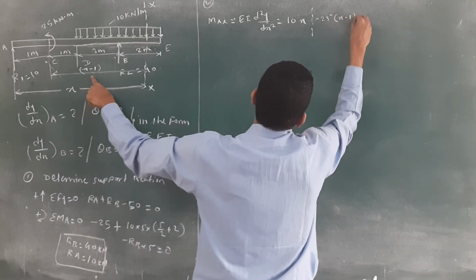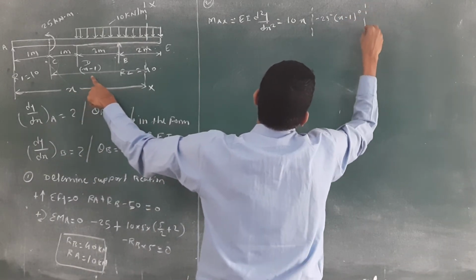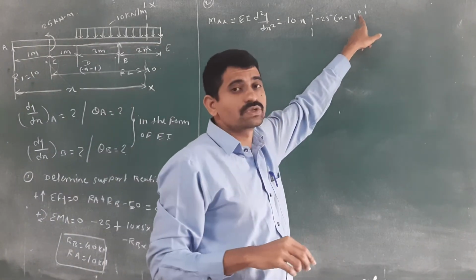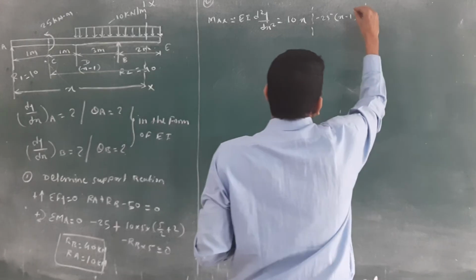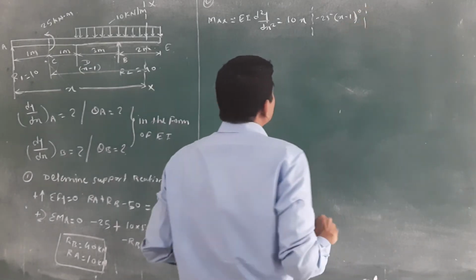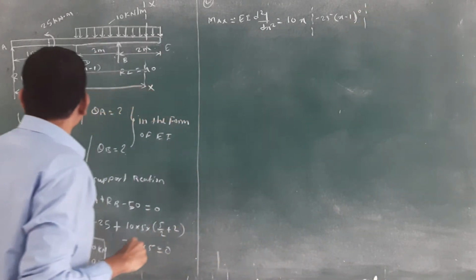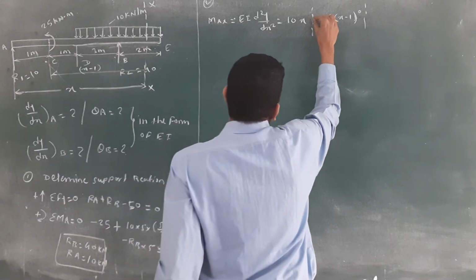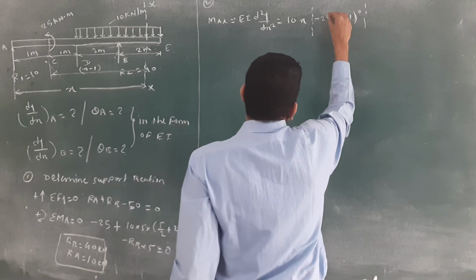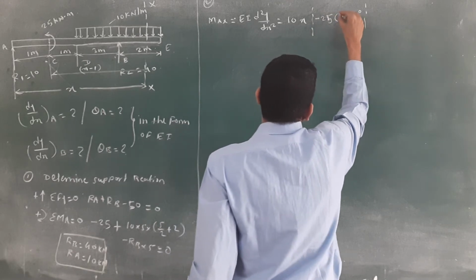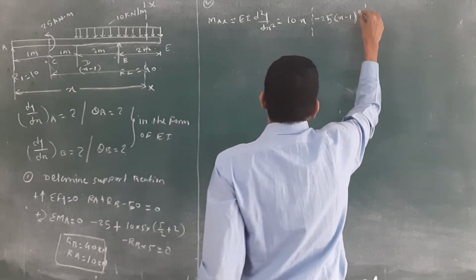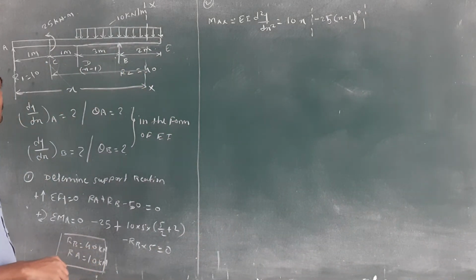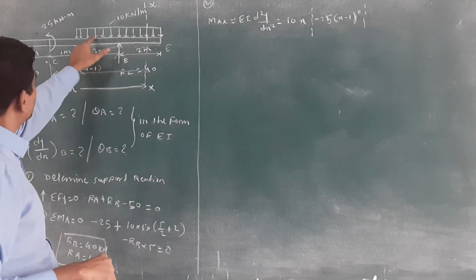Here, Maxwell's method has some limitation: if you have been given a couple, then mark the rest to 0. Remember that. This is very important. There is a rule or assumption in Maxwell's method: if the couple is at the section, then you have to mark the distance rest to 0. Then next one here is the UDL.